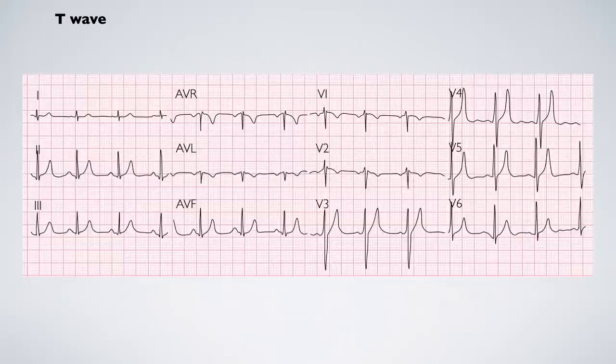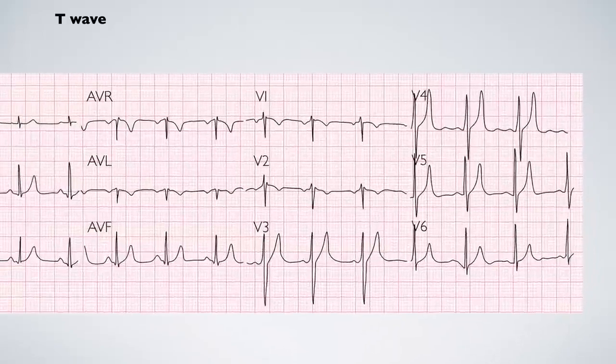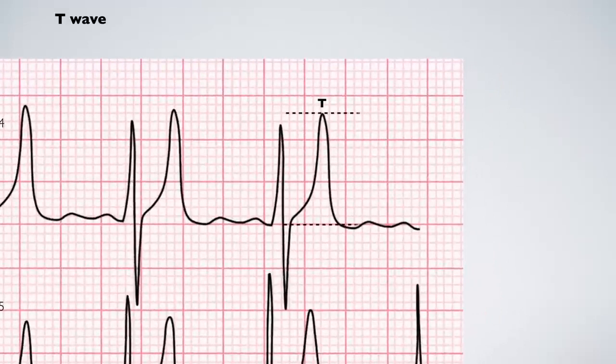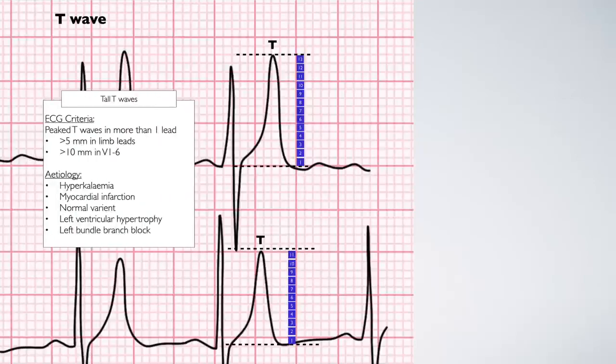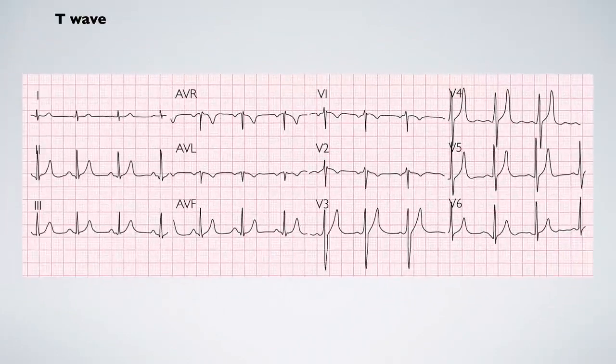The next presentation to be aware of is tall or peaked T waves. Tall T waves are significant if they are greater than 5 small squares in the limb leads and 10 small squares in V1 to V6. Tall T waves are the first ECG change present in hyperkalaemia.